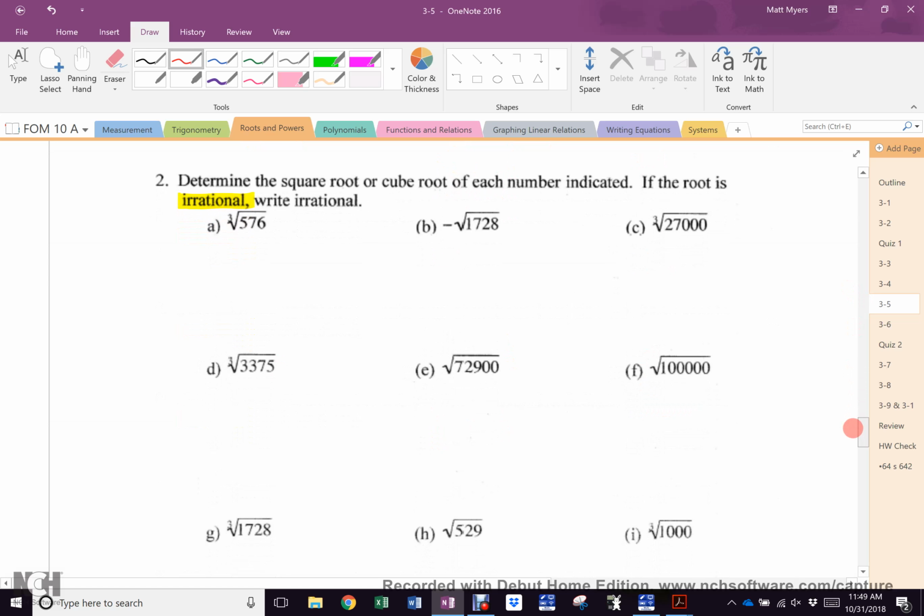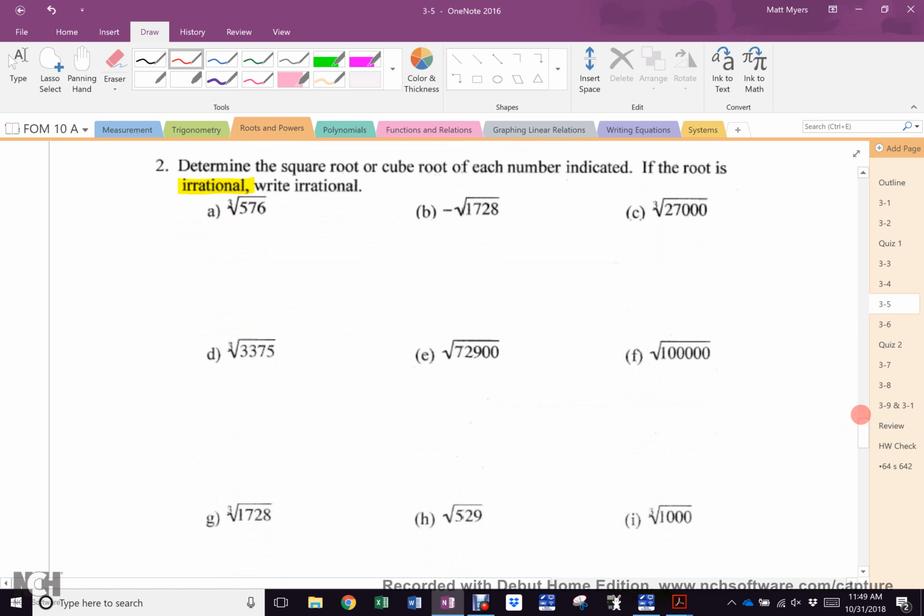Then, on the next page, I was nice. I said, get out your calculators. If it was irrational, all you had to do was write irrational. Was that one rational or irrational? Irrational. You didn't even need your calculator because you looked on your list that we made yesterday and you saw 576 was nowhere on the cube list, was it? So it couldn't be rational. You get your calculator for that. Does that have a square root? When you got out your calculator? No, so it was irrational.